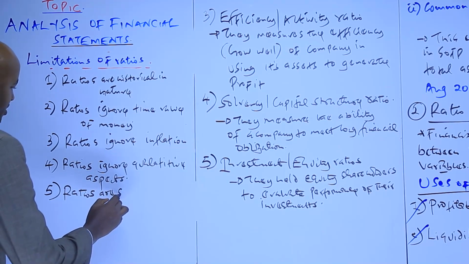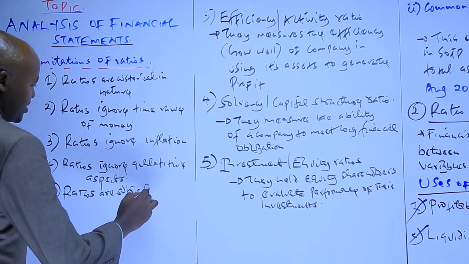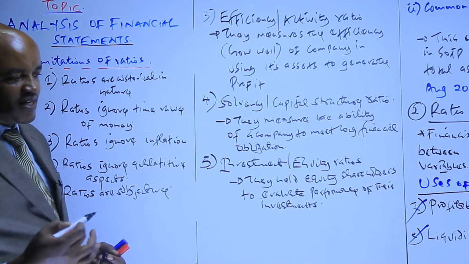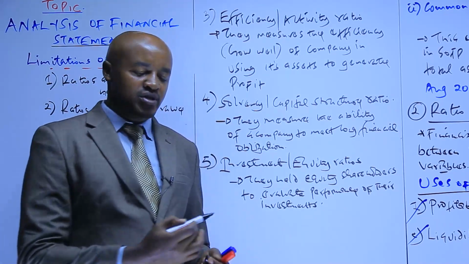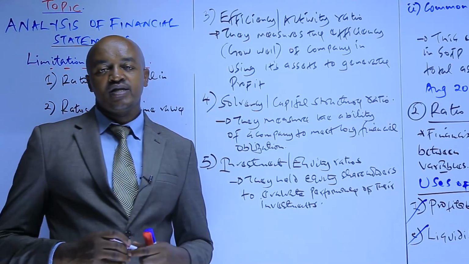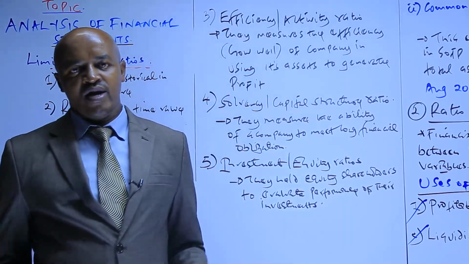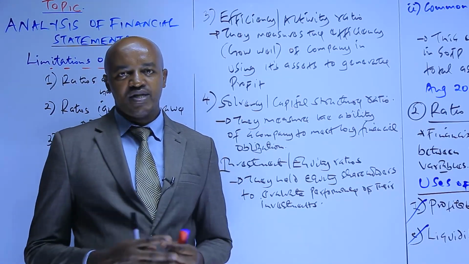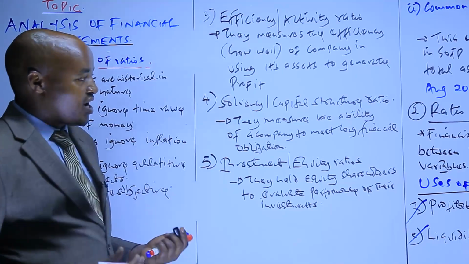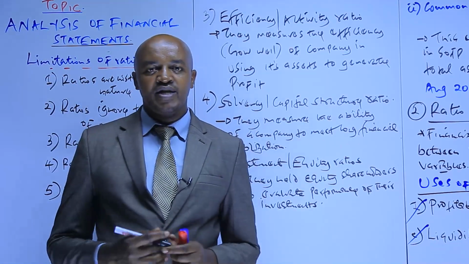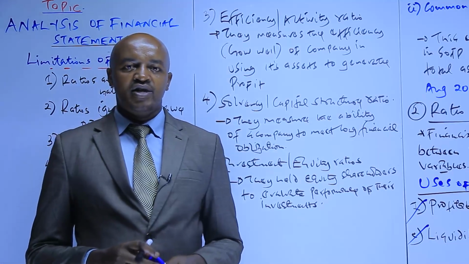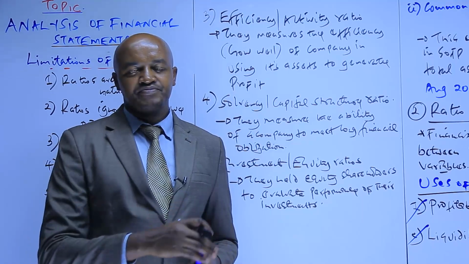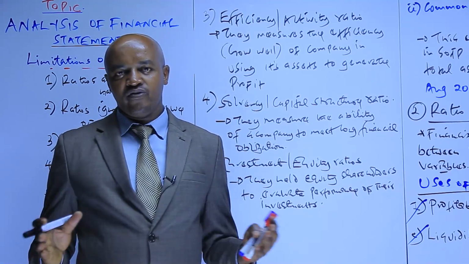Ratios are subjective. So basically what that means is that the ratios computed by each company will be affected by the accounting policies which a company adopts in terms of preparing financial statements. When we talk about accounting policies, we are talking of things like methods of depreciation. So basically assuming you have two companies within the same industry, company A and company B, and you want, for example, to compare the performance of these two companies, and therefore you have computed similar ratios of the two companies.